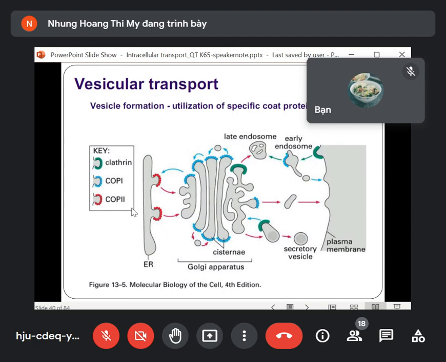Each coat protein needs support from a different type of adapter protein. For clathrin, it is adaptin, and for COP1 and COP2, it will be SAR or ARF. In the next slides, I will give you some examples of the formation of vesicles from these two types of COP protein.